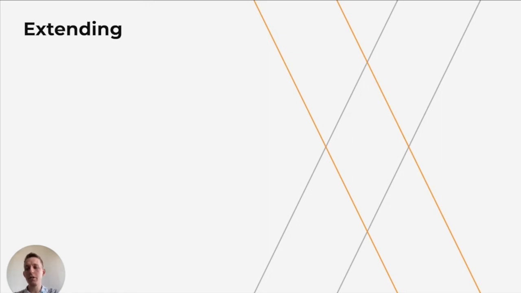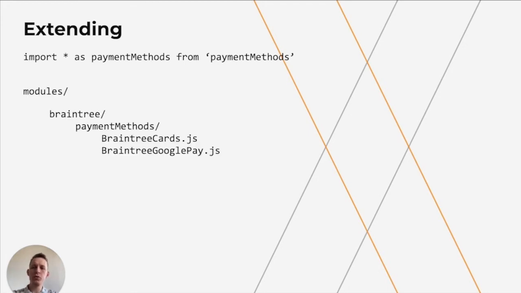And another interesting thing is extending or adding functionality. Now we imported only one thing from the directory, but we can also import all the things from the directory, which is great, for example, for payment methods. Because now I can have a module with, for example, Braintree, which will provide me with Braintree cards and Braintree Google Pay payment methods.